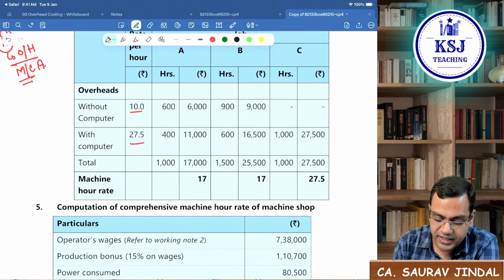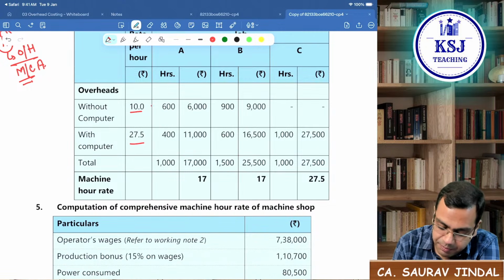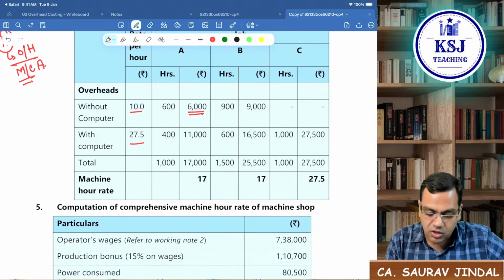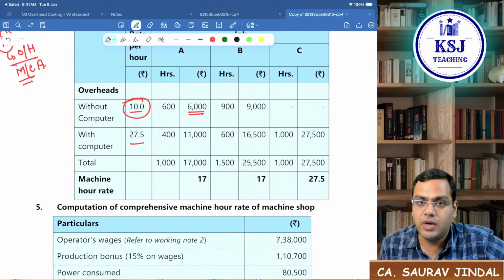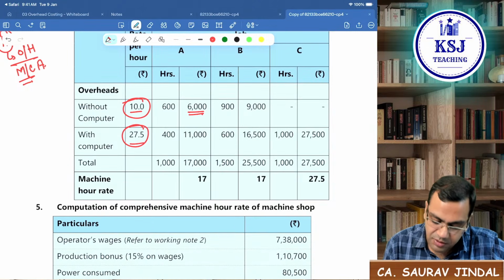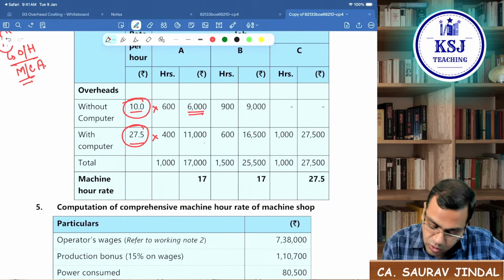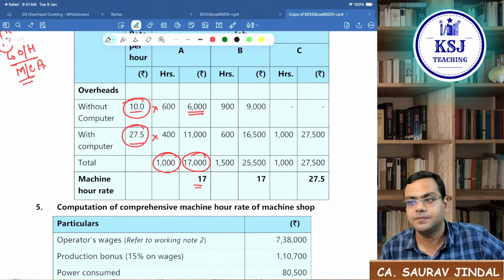Rate we have calculated 10 and 27.5. So based on that, we can calculate the total overheads. We have calculated that for every one machine hour, there is a cost of 10 rupees, and for every one machine hour, there is a cost of 27.5 rupees. So if I multiply it with the number of hours spent with computer and without computer, I'll get the total overheads. Total hours is 10,000, so I'll get the machine hour rate.